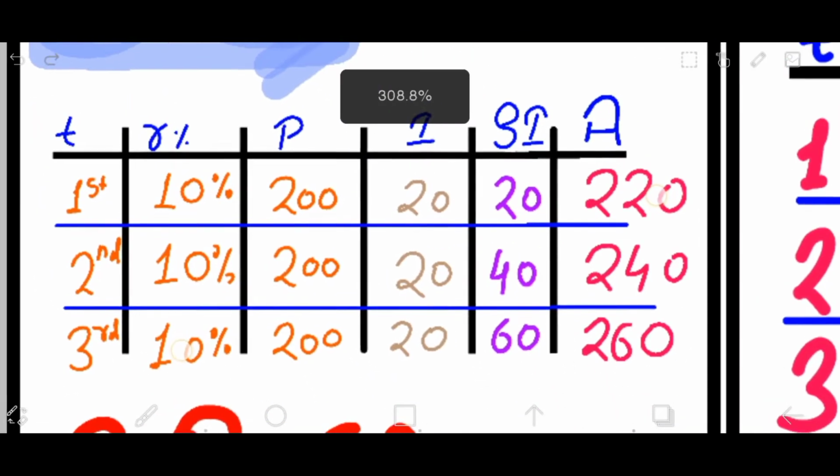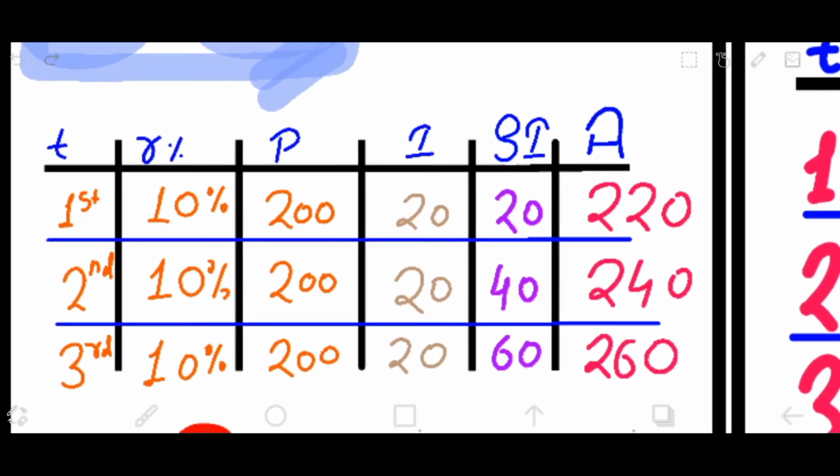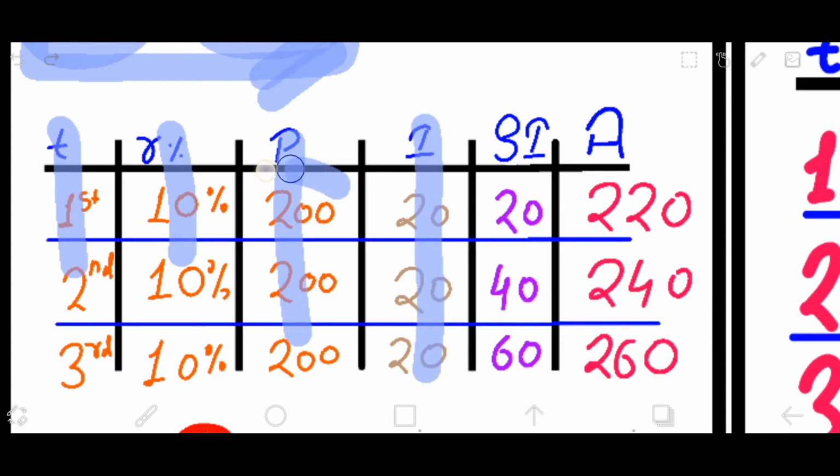So let's move on with a table form. Here this column denotes the time period. It's like first year, second year, third year. Here it determines the rate. In each case it's 10%. I should have removed this column, but let it be for now. Here is the principal value, that's 200 for all, because in SI the principal amount remains the same. Here is I, that's 20. 20 is on the 200. 200 is your principal. As per the rate of 10%, 20 becomes the interest.